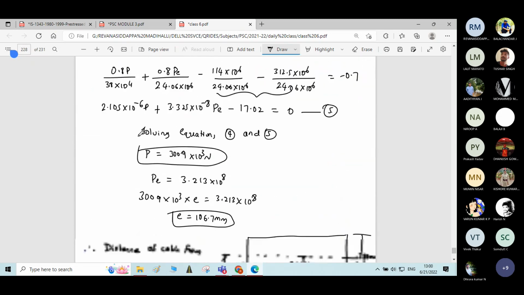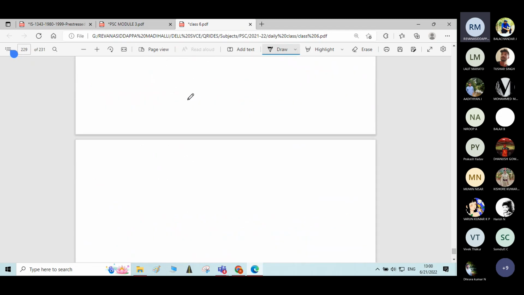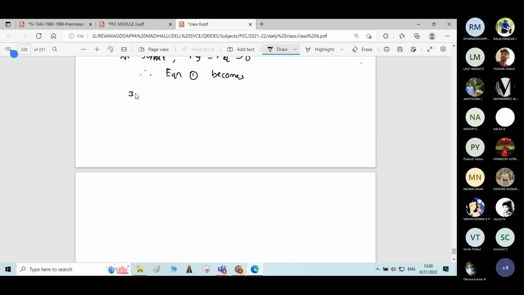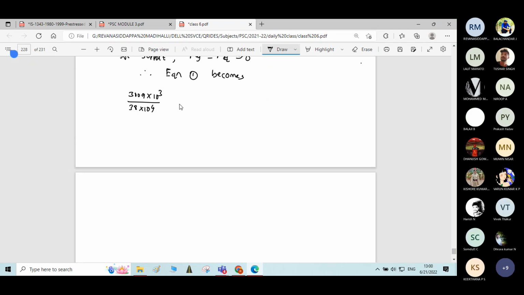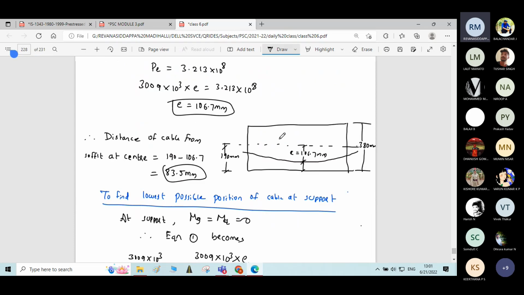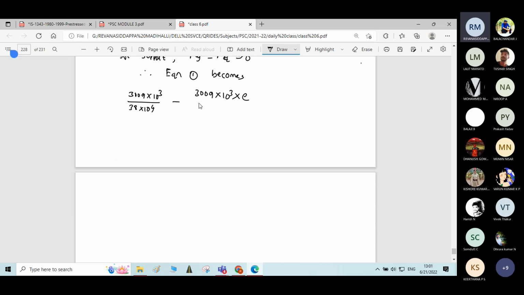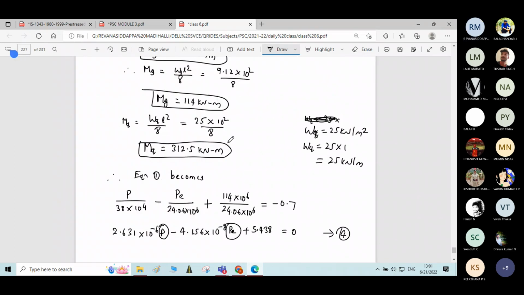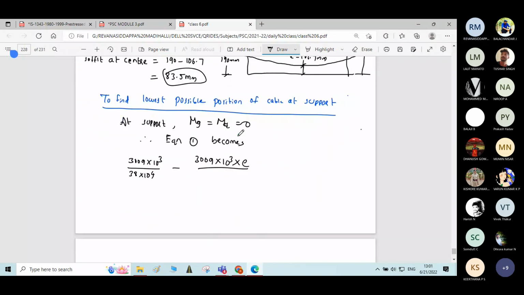P by A, P we got the value 3009.9 into 10 power 3 divided by area of cross section 38 into 10 power 4 minus P by Z. P is 3009 into 10 power 3 into, we are interested to find lowest position of cable at support. Here eccentricity will vary at the support. I'll keep it as it is, eccentricity divided by Z. Z is 24.06 into 10 power 6, is equal to minus 0.7. By this, we'll get the eccentricity as 68.91 millimeter, eccentricity at the support.